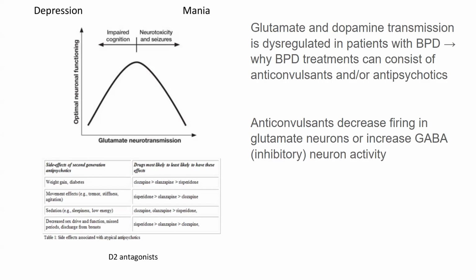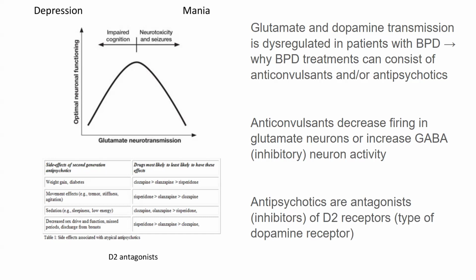Anticonvulsants are going to decrease firing in glutamate neurons, so we're going to have a decrease of excitation, or they can increase GABA neuron activity. Our GABA neurons are inhibitory. So anticonvulsants are going to modulate glutamate or GABA specifically.